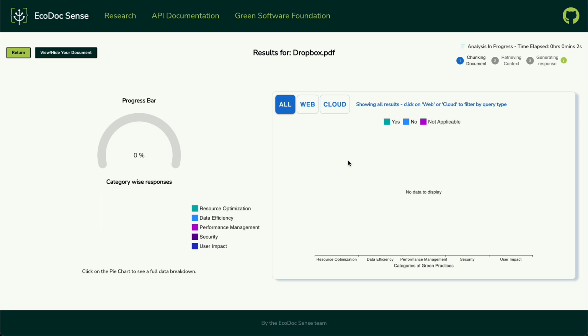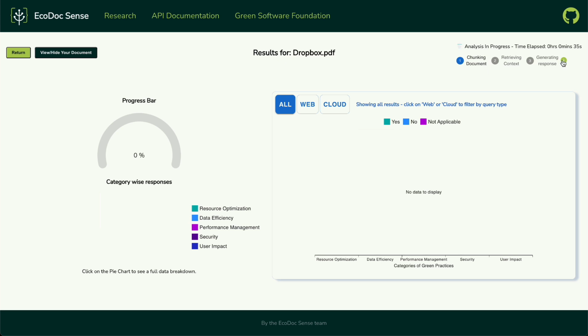And now we are on the analysis screen. You can see that the results are for the Dropbox architecture document, which I just uploaded. On the top right, you can see that there is now a timer running, which says analysis in progress. And below that, we have a progress indicator, which shows which stage our tool currently is at. So we are currently at the chunking document phase, and this will be followed by the retrieving context phase, and finally the generating response phase.